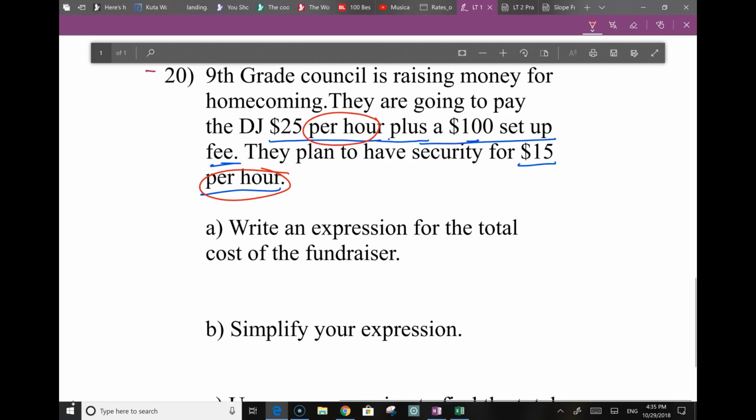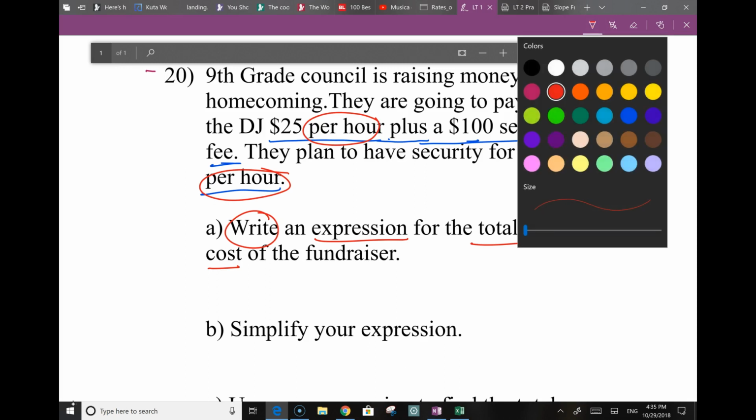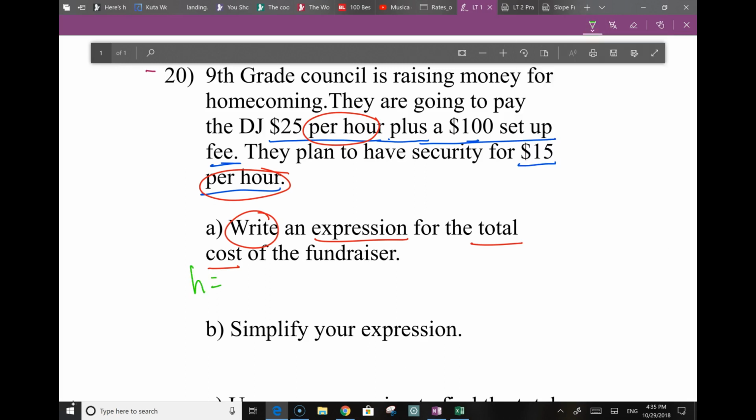Okay, so letter A, write an expression for the total cost of the fundraiser. So this is our task. We're going to write an expression for the total cost. So I need to have a variable that represents what drives the cost, which is hours. So I'm going to say that my variable for this will be the letter H. So H represents number of hours. Okay, and then I'm going to use that to create my expression representing the total cost.